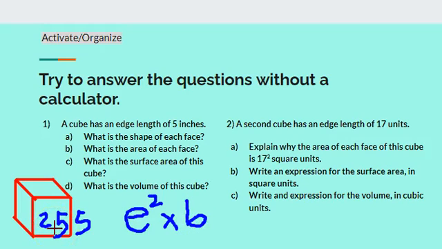Well, 25 times 6 would give me 150. So this has a surface area of 150 square inches.